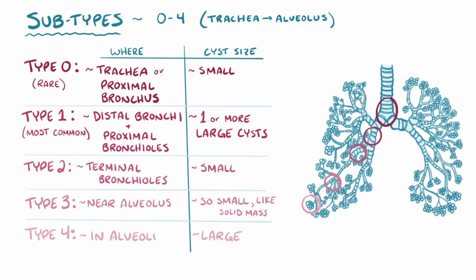In addition to the size of the cyst, the 5 types also differ in the kind of epithelial cells that line the inside of the cysts. Type 1s are lined with ciliated, pseudostratified columnar epithelium, the same epithelium that makes up normal bronchi, whereas type 4s are lined with flat alveolar cells, which is just like the alveoli that they come from.